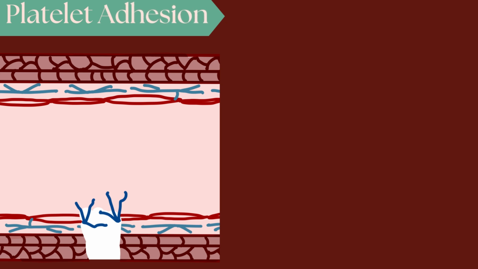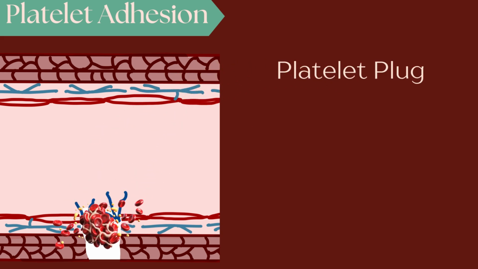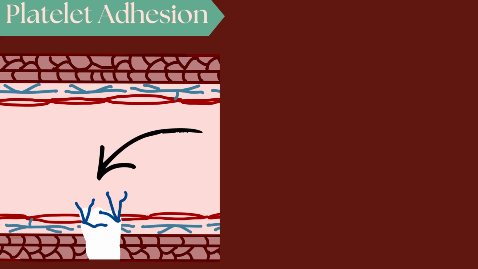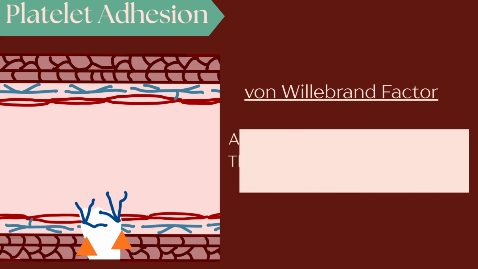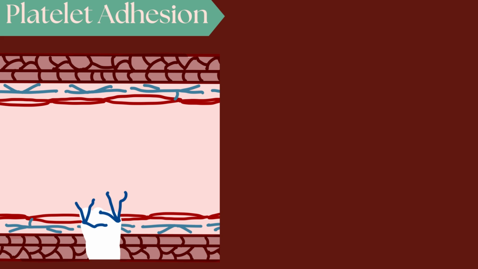The next step to primary hemostasis is platelet adhesion. So this is going to be the start of something we are going to create called the platelet plug, and that's going to help seal that wound. So we're going to want to bring the platelets to the site of injury. What we're going to see here is a release of von Willebrand factor. I have it in a triangle shape. That's not really how they look, but it's just to help visualize what's going on. So that's going to help attract the platelets down to the site of injury.